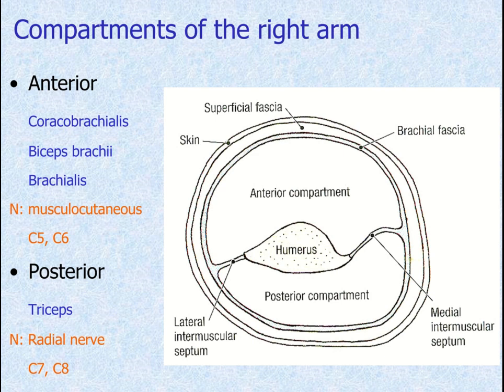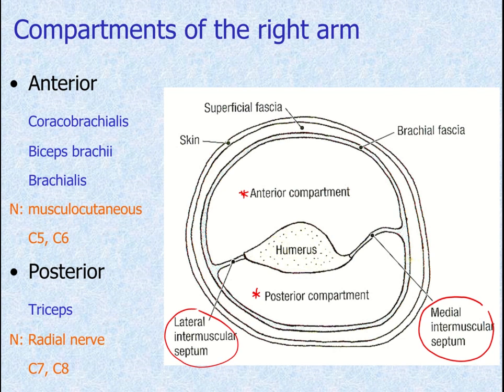Then to give you a very short summary of the compartments. When you take the arm, I said you can call it either arm or upper arm. That is the area between the shoulder and the elbow joint. The arm can be divided into two compartments, an anterior compartment and a posterior compartment. This division is done by two fibrous septa, a lateral intermuscular septum on the lateral side and a medial intermuscular septum on the medial side.